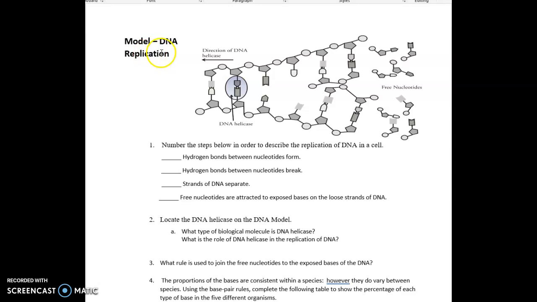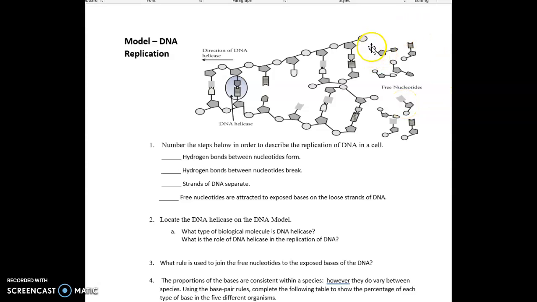So modeling DNA replication. I love this picture because once again, you can see there's your DNA double helix. You have a little circle here. And I'd be thinking, there we go. It's our DNA helicase that breaks apart those hydrogen bonds. It's broken apart. And then these are just free-floating nucleotides that are just floating around inside the nucleus.